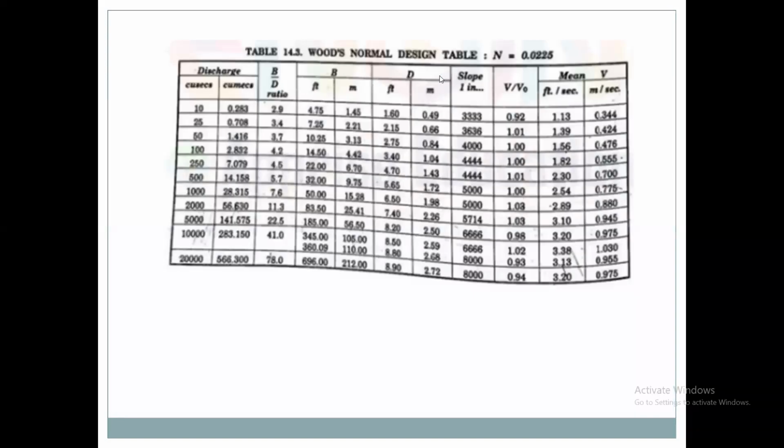The values of B by D ratio are given in this table, Woods table, and corresponding to that discharge is given. The width and depth and its slope is given. V by V0 ratio, mean velocity for the given discharge and given B by D ratio, the various channel dimensions are shown. That is given in this Woods normal design table.